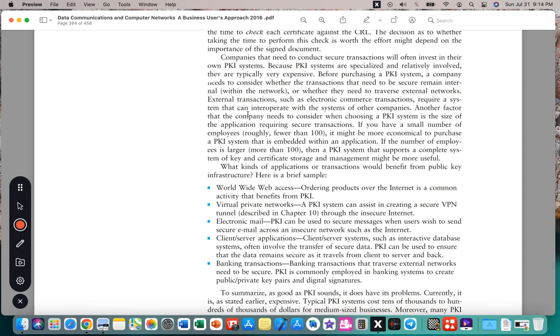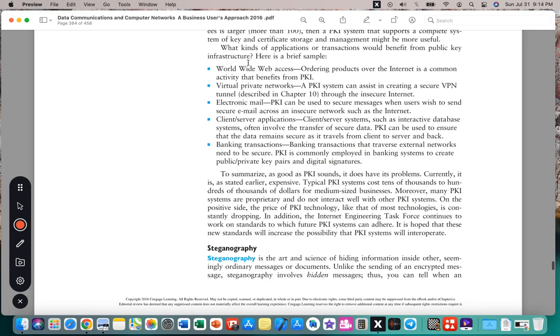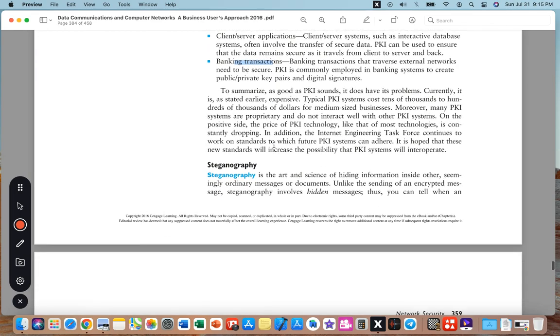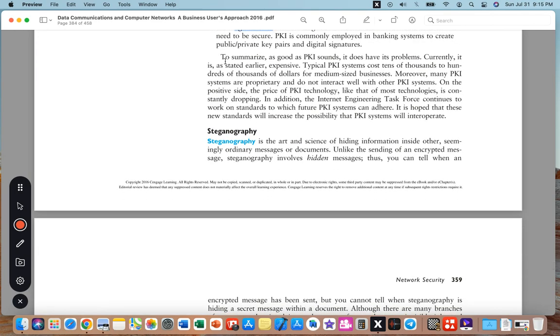Companies that need to conduct secure transactions will often invest in their own PKI systems. What kind of applications or transactions would benefit from public key infrastructure? Here's a brief example: WWW, VPNs, emails, client-server applications, banking transactions. And to summarize this topic, here is a short paragraph.